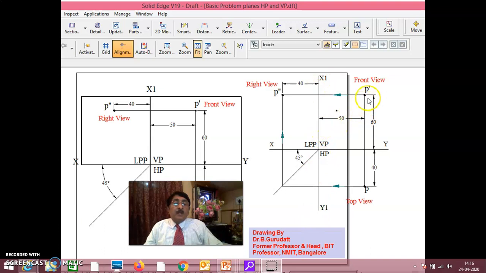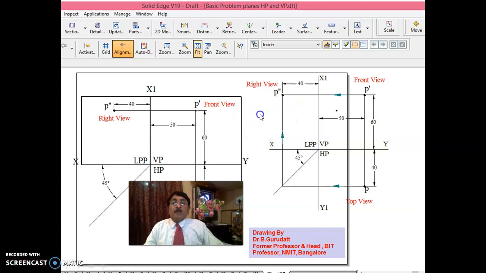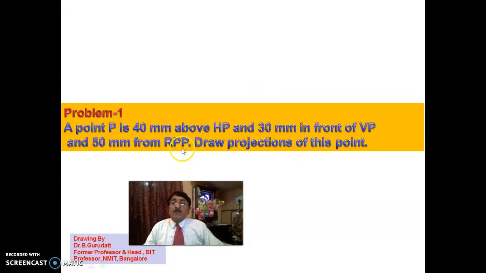Take a distance of 50. From here, draw a line. At a distance of 60, you get P dash. At a distance of 40, you get P. And then take a projector here and get this P double dash. In that way, P dash, P and P double dash, that is the front view, top view and right view, are obtained. I have introduced both the concepts of planes, that is RPP and LPP, in these basic problems. Now we'll start with the actual problem itself.